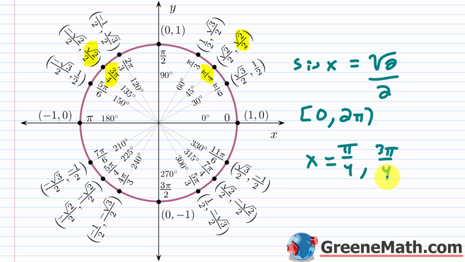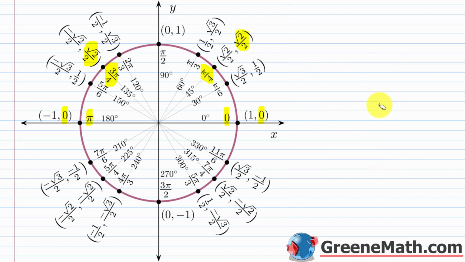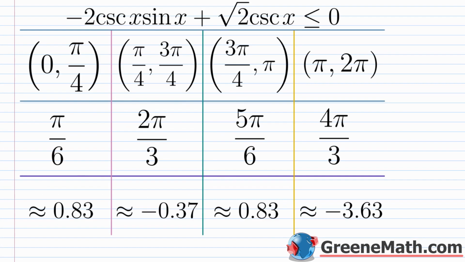Now, when you set up critical values, you also have to go with where the guy is going to be undefined. Remember, the cosecant of x is undefined where the sine value is 0. So that's going to be right here at 0 and then right here at pi. So this will give us quite a few intervals to set up. I have everything ready on our table on the next page. Let me just show you what's going on here. So between 0 and pi over 4, and then between pi over 4 and 3 pi over 4, between 3 pi over 4 and pi, and then between pi and 2 pi. Okay, so everything's set up.